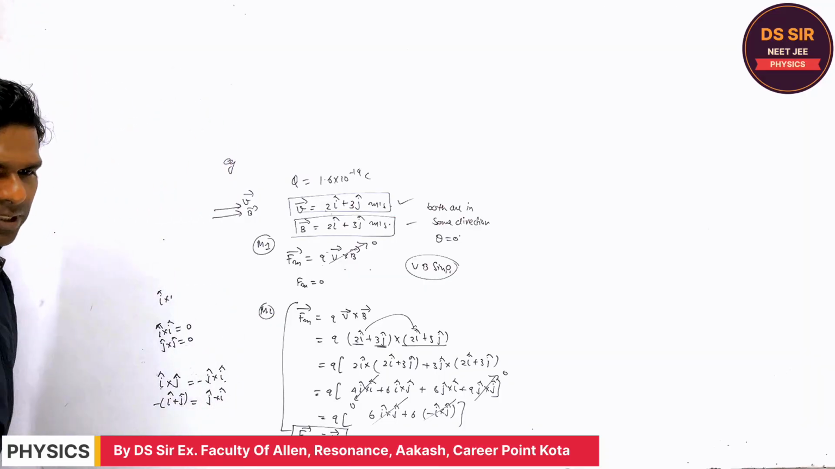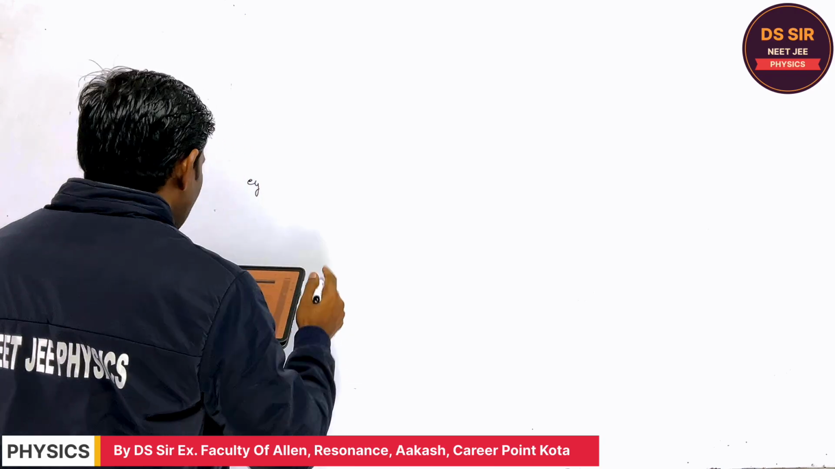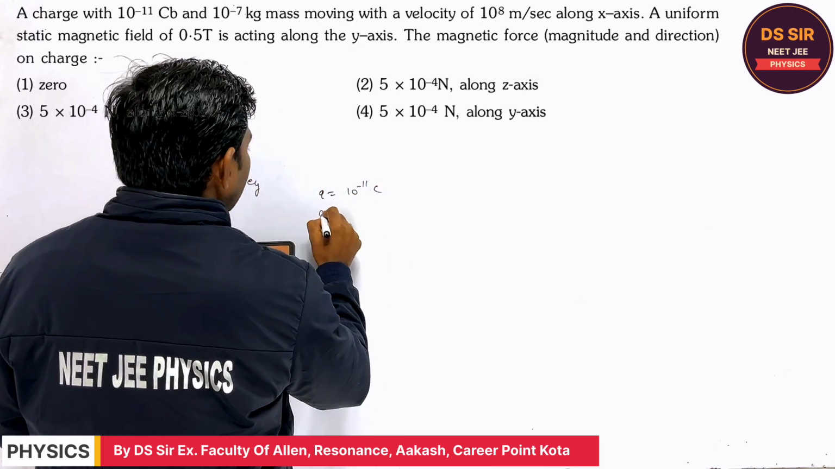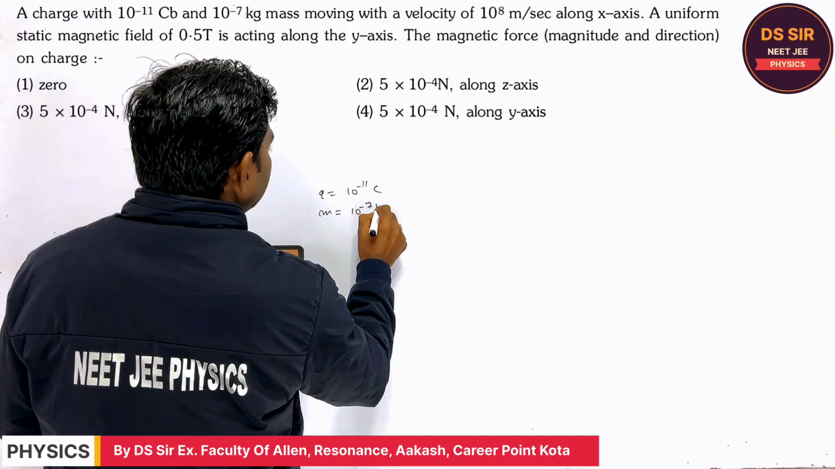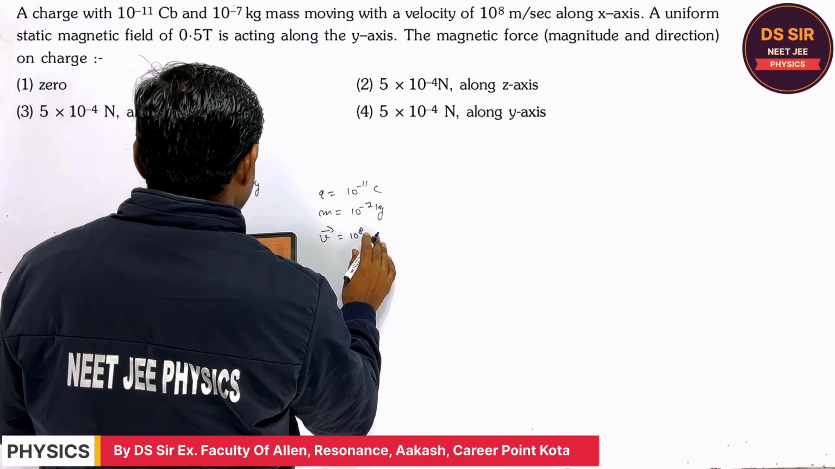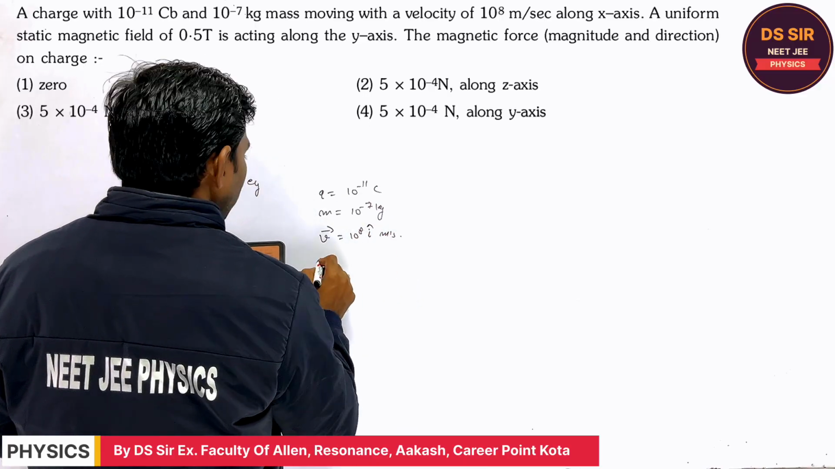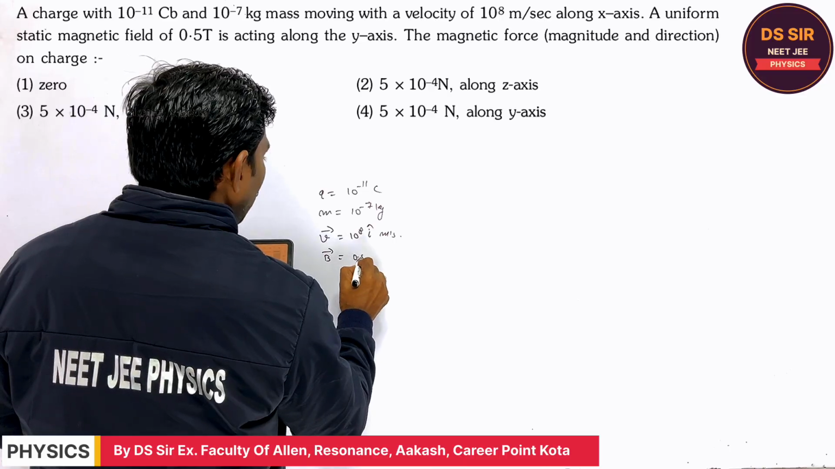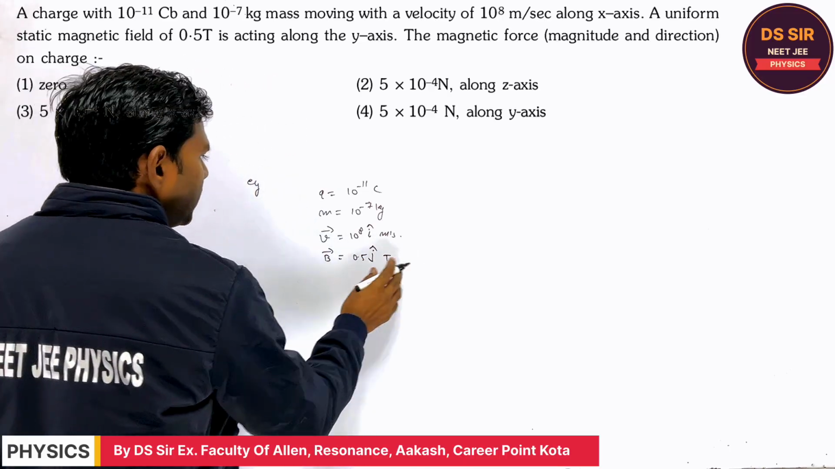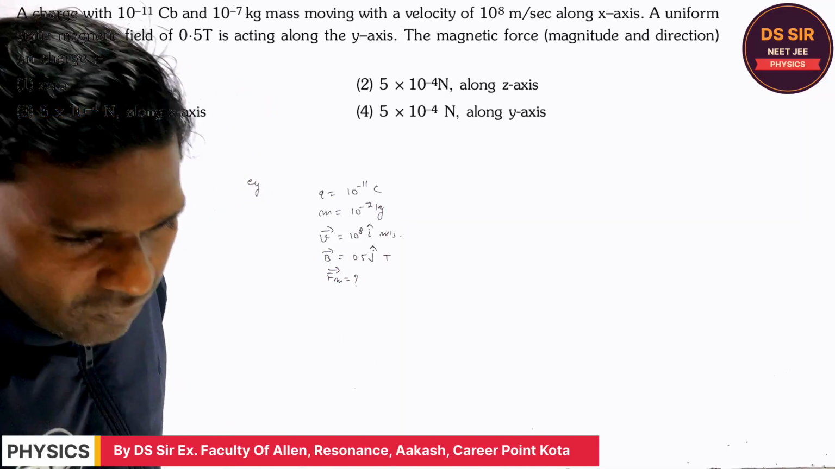All right, copy this. So read this question. In this question, a charge of 10^-11 coulomb, the mass is 10^-7 kg. Velocity is given as 10^8 i cap meter per second along the x-axis. Uniform magnetic field is given as 0.5 Tesla along the y direction. So the magnetic force Fm you have to find. I think you know the formula.